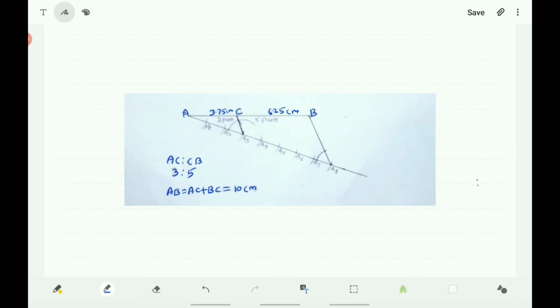Measure the length of the two parts AC and CB. Here you got that AC is equal to 3.75 centimeter. CB is equal to 6.25 centimeter, which are in the ratio 3:5. And also you know that here AB is the sum of AC and BC, that you will get 10 centimeter. That is 3.75 plus 6.25, that is 10 here.